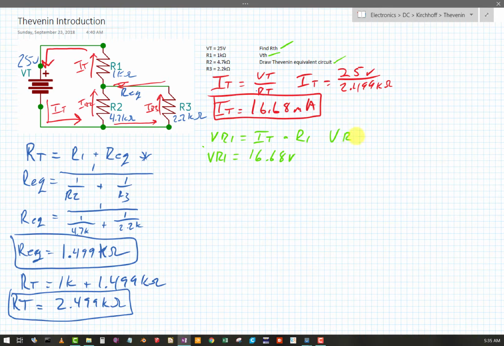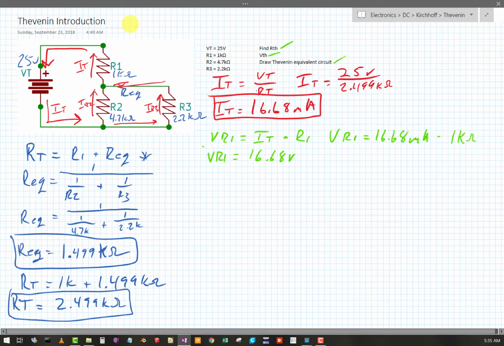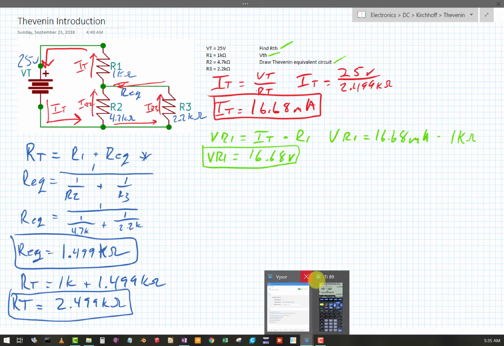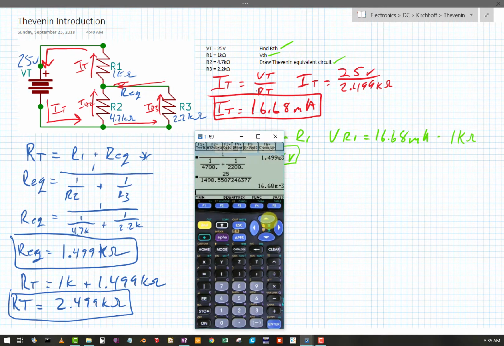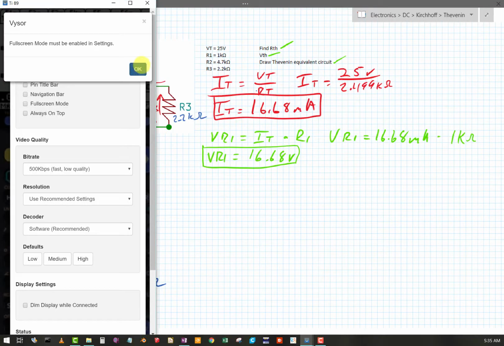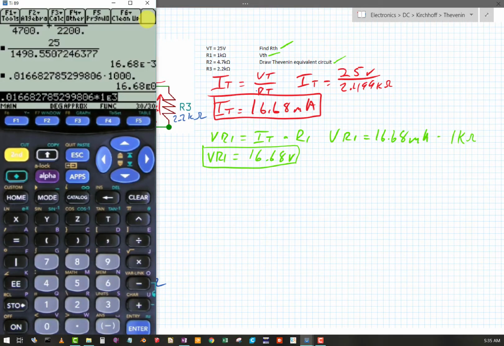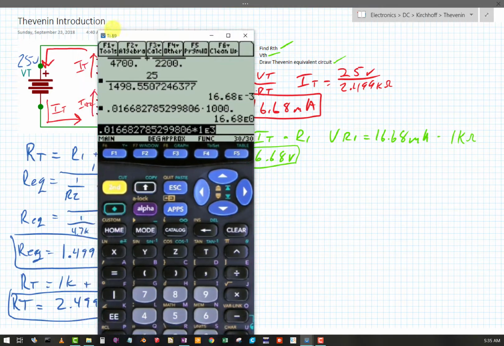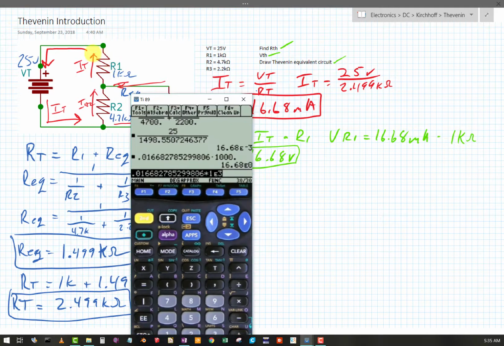Oops, I forgot a step. 16.68 milliamps. So 10 to the minus third times 1k ohms, which is 10 to the third. So those cancel. I should just get this number. What do you say we just check that? Okay, clear, enter, times 1 e to the third. And sure enough, it comes out. Whoa, that was crazy. My calculator got huge, so that's cool. Let's get that thing back down under control here.